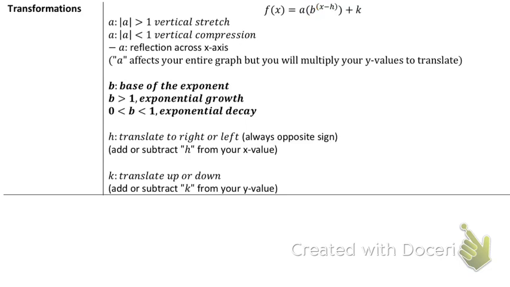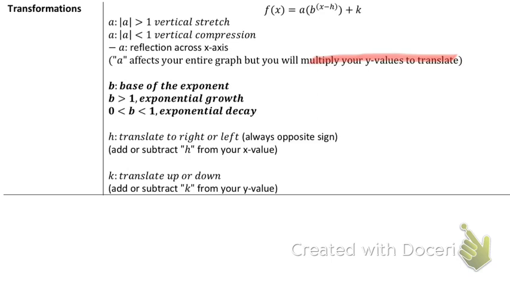Also recall that your A value controls vertical stretch or compression. To use the A value, we always want to multiply with your Y values. And last but not least, if you have a negative A value, it's a vertical flip or a reflection across the x-axis. Your B value here is actually your base. All we have to be concerned about with our B value is what we talked about before. If it's bigger than 1, it's a growth function. If it's between 0 and 1, it's a decay function.